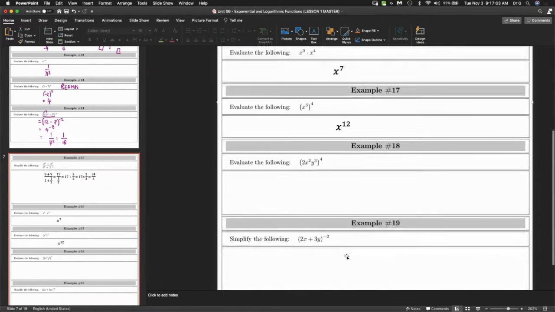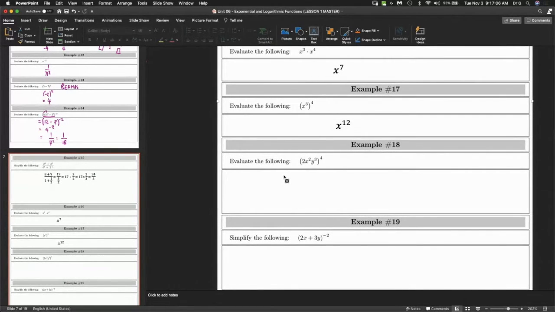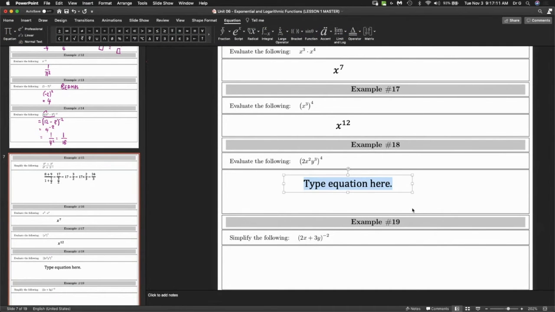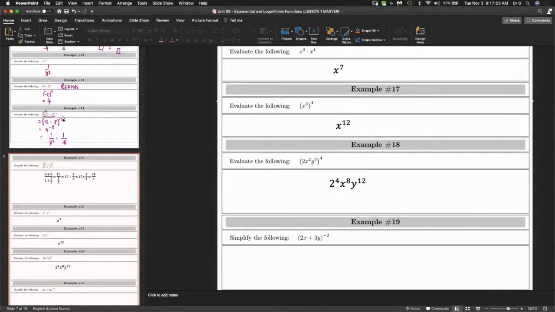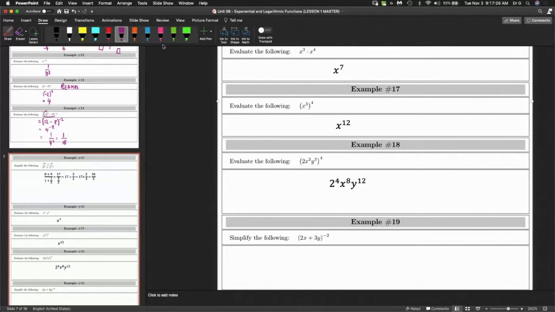Now we can combine the rules into questions like number 18. So when you see a question like this, it becomes 2 to the 4, x to the 8, y to the 12. This question is very similar to example 17. The idea is that you're taking the 4 and multiplying it in. So 4 times 3, 4 times 2, that's how you get the 12 and the 8.